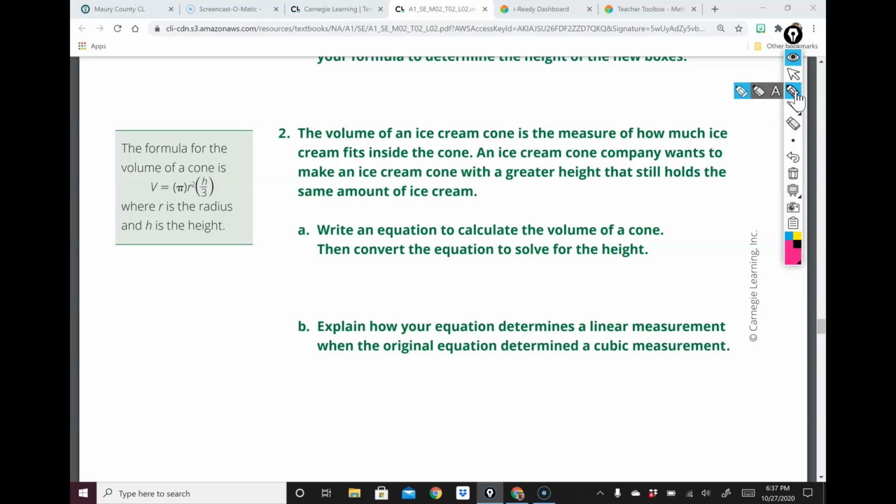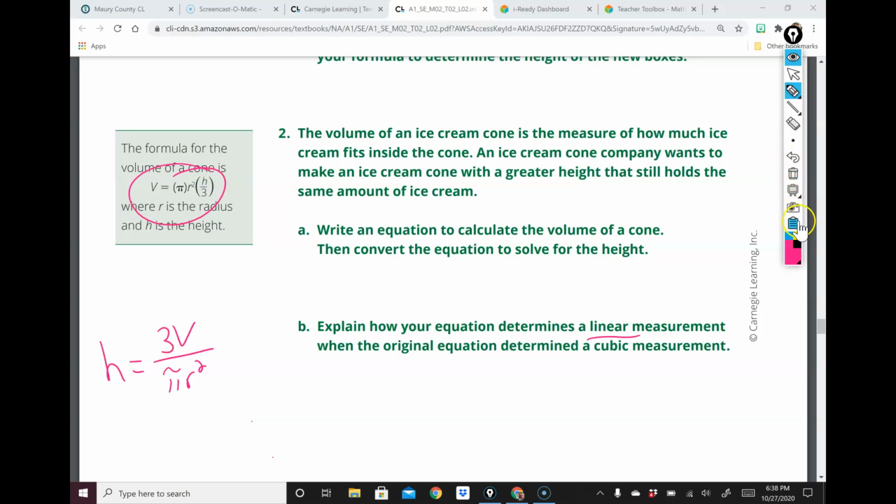For part B, explain why your equation determines a linear measurement when the original equation determined a cubic measurement. So the original equation is in volume, which is cubic inches, cubic yards. Volume is measured with cubes. Here we changed it and said the height is 3 times the volume divided by pi r squared. And height is measured in a linear measurement like inches, feet, yards.